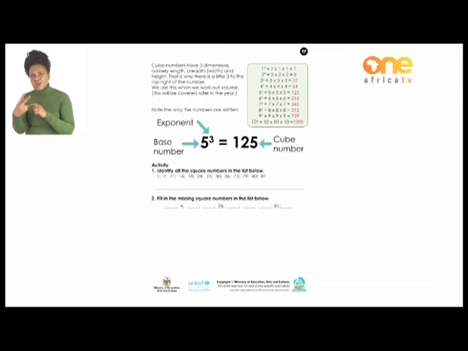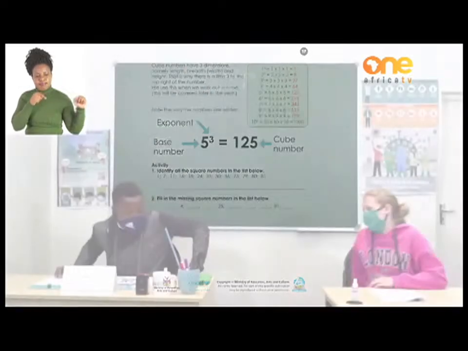4 cubed gives you 64. 5 cubed gives you 125. 6 cubed gives you 216. 7 cubed gives you 343. 8 cubed gives you 512. 9 cubed gives you 729. And 10 cubed gives you 1,000. So with that, allow me to go to the chalkboard so that I can explain this in much more detail.